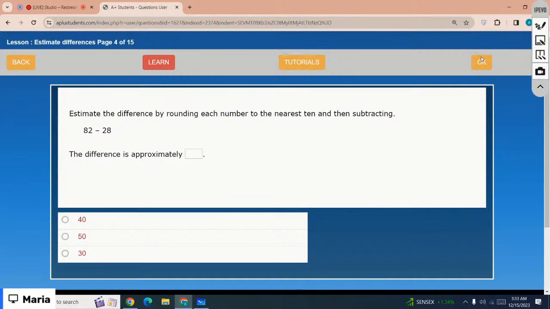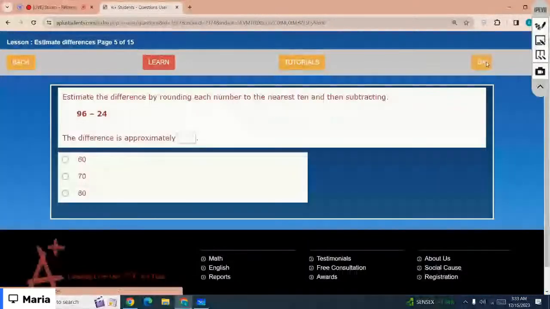Yes, that is 50. The correct option is 50. Okay, the next one is estimate the difference by rounding each number to the nearest 10 and then subtracting. 96 minus 24, which is the correct option?